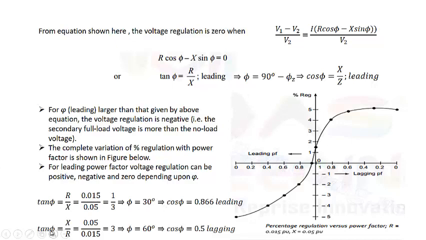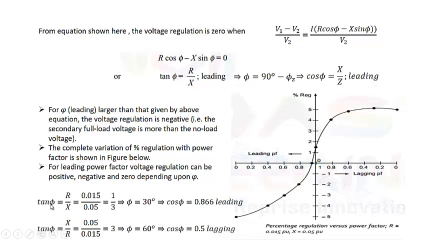So if tan phi, that is the power factor angle, is X by R, that is the inverse of this, that is 0.05 divided by 0.015, that is equal to 3. Phi will be equal to 60 degrees. Cos phi will be equal to 0.5 lagging, and this voltage regulation will be maximum. You have to take care of these leading and lagging.